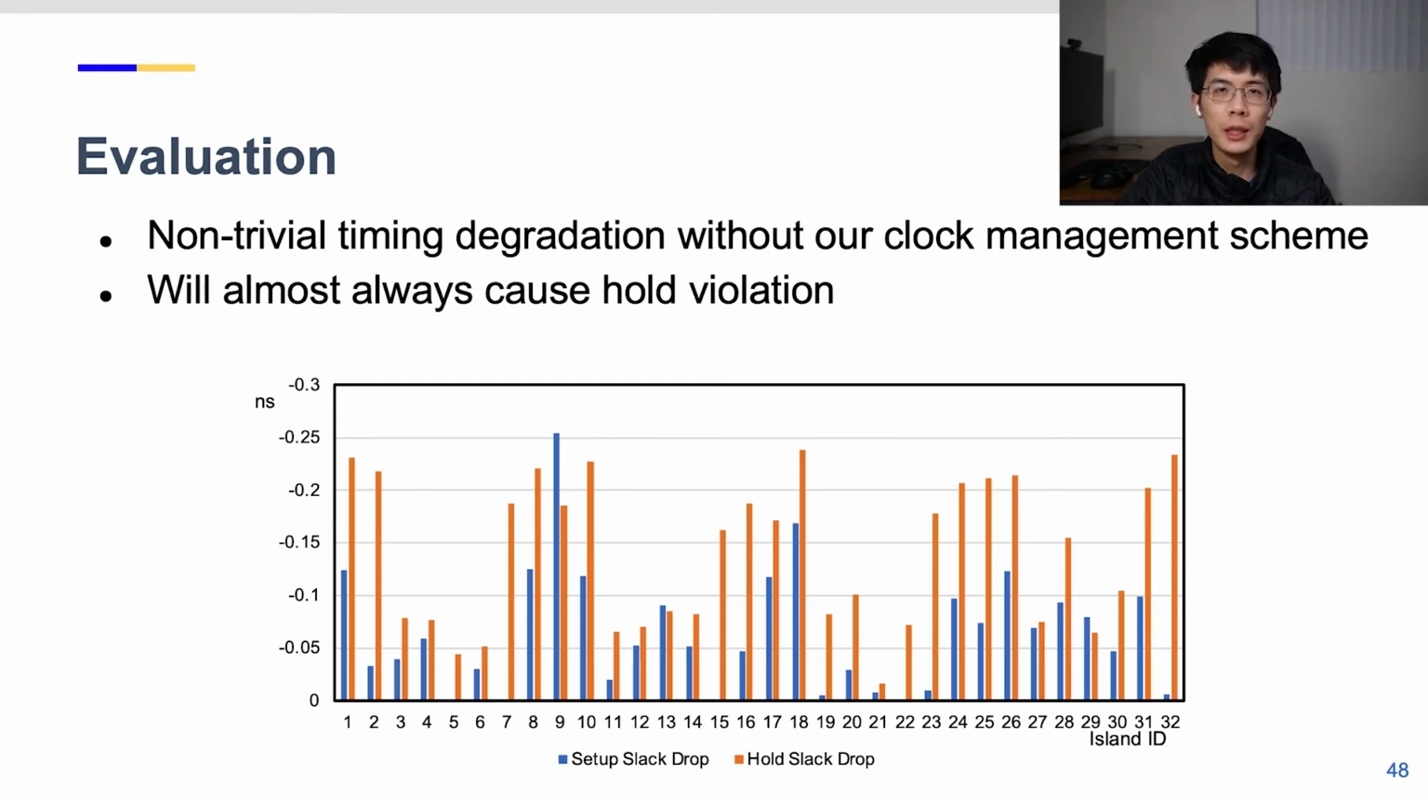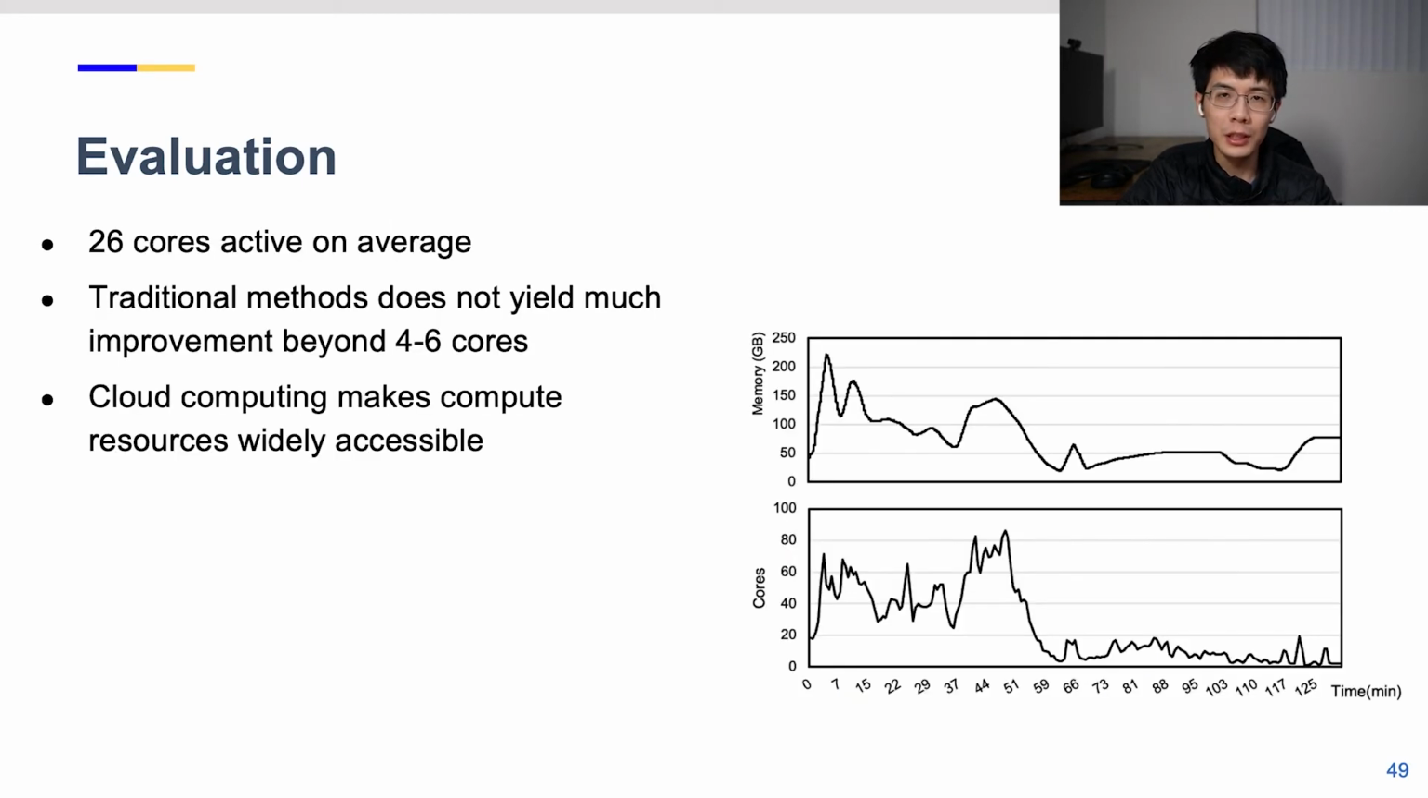This chart shows the potential timing degradation if we do not apply our clock management scheme. While the absolute decrease in the setup or hold slack may not seem much, it will almost always result in hold violation. Our clock management scheme prevents this issue by ensuring that a stable clock skew is maintained before and after the stitching process.